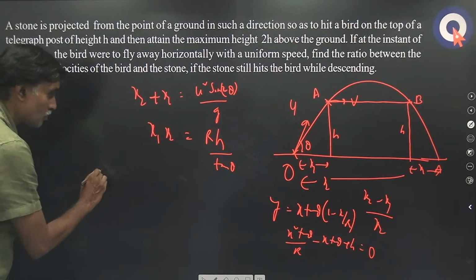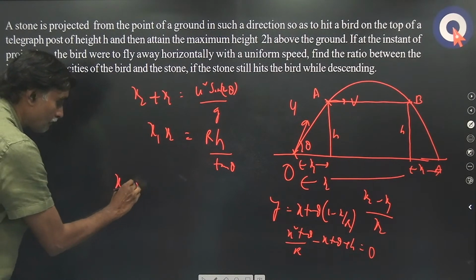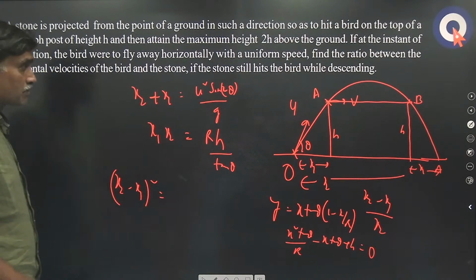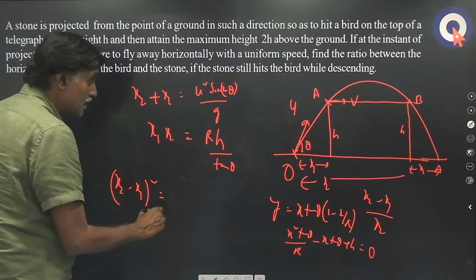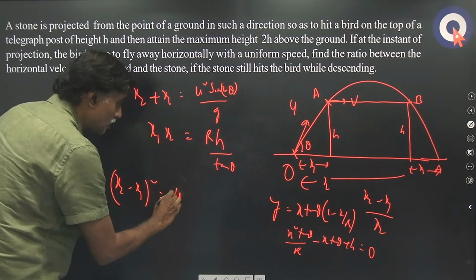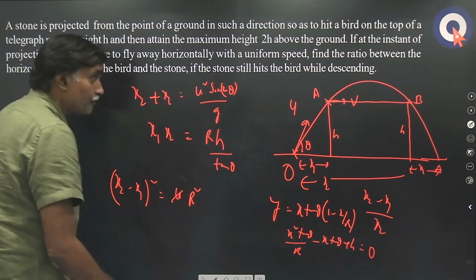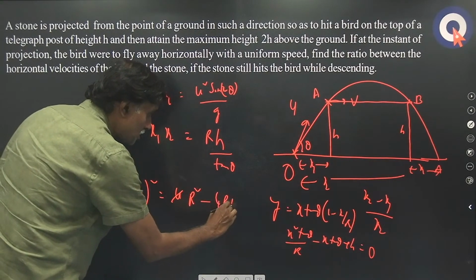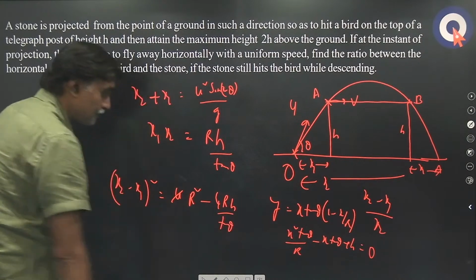What is x2 minus x1 whole square? It is x2 plus x1 whole square minus 4 x1 x2. What is x2 plus x1 whole square? It is R square, minus 4 R h by tan theta.